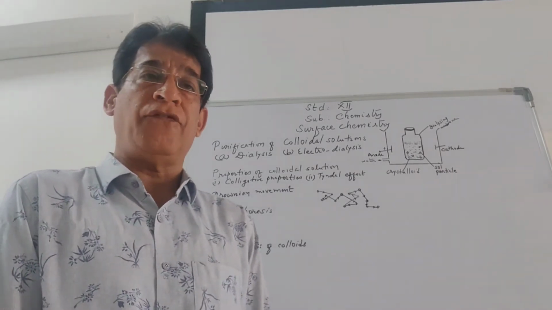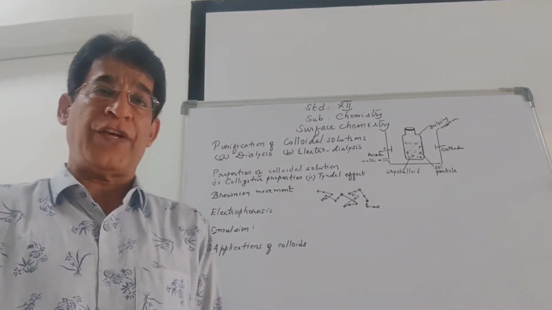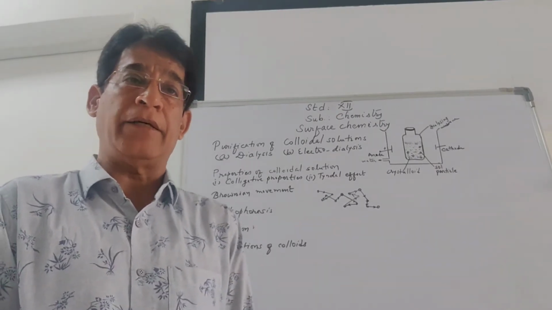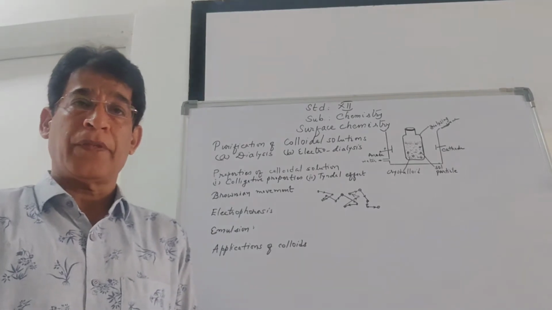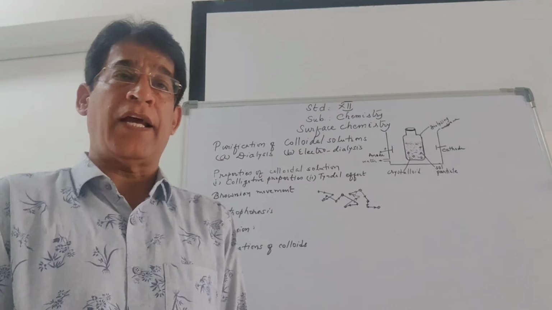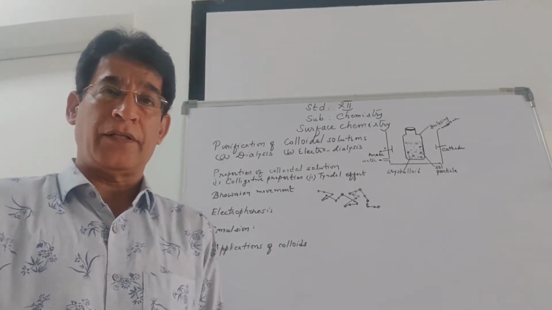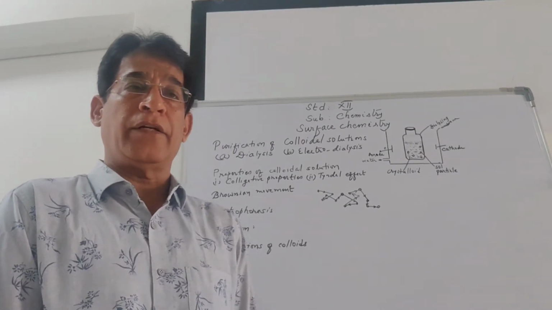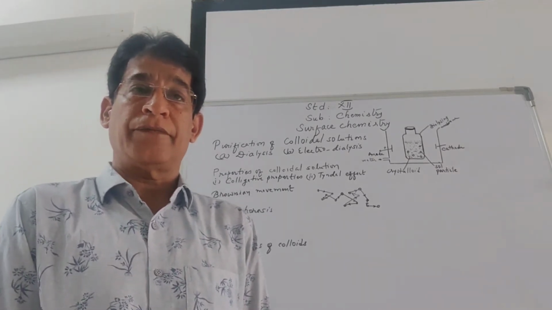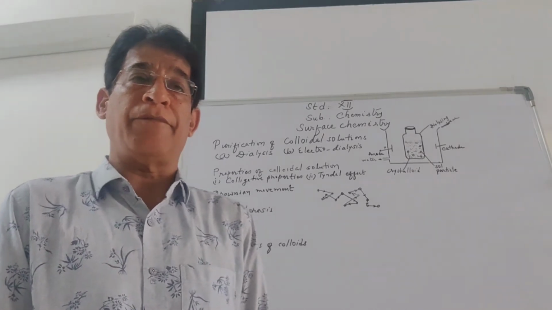The emulsions in which oil is present as the dispersed phase and water as the dispersion medium is called oil in water emulsion. Milk is an example of oil in water type emulsion. In milk, liquid fat globules are dispersed in water. Other examples are vanishing cream, etc.